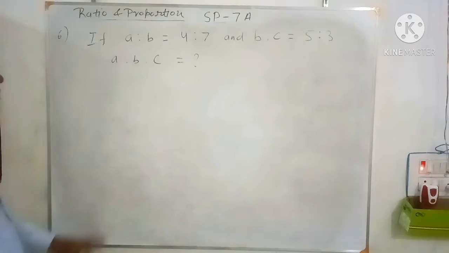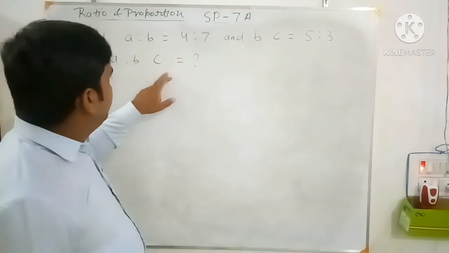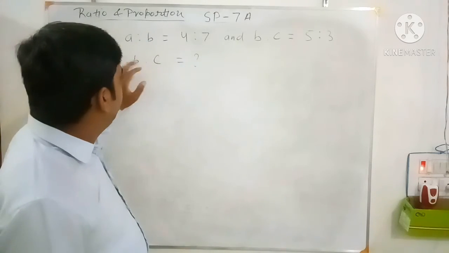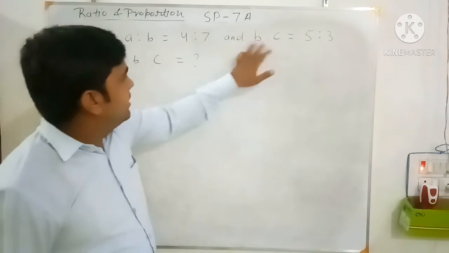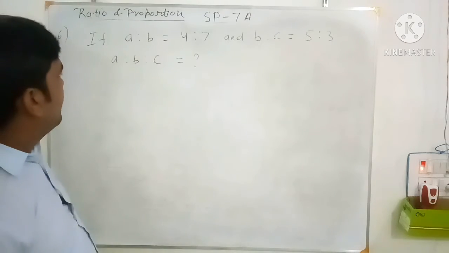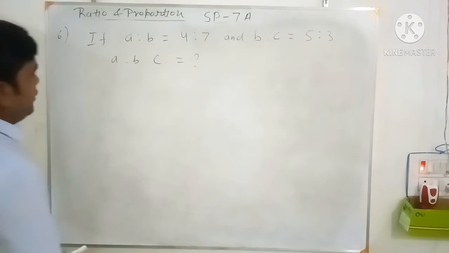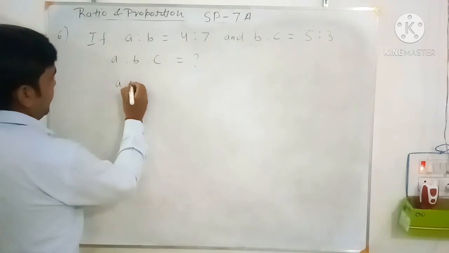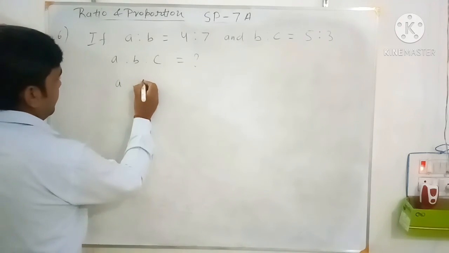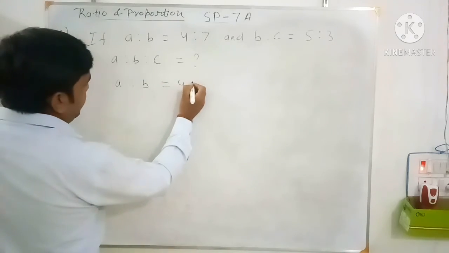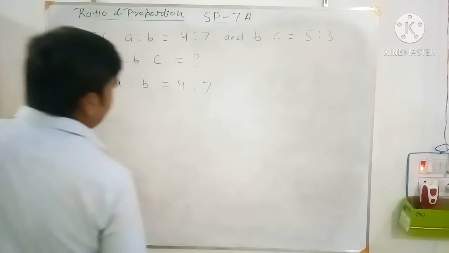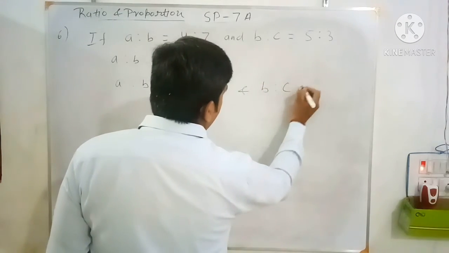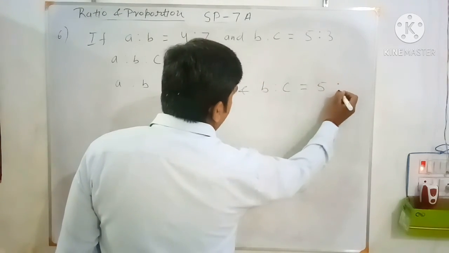In this also, we can find the value of the ratio A is to B is to C. How? By making the middle term B, which is repeating in the middle, you can see that we have to make it same. So how we can see the given ratio? A is to B, value is 4 is to 7. Okay, and B is to C, value is 5 is to 3.